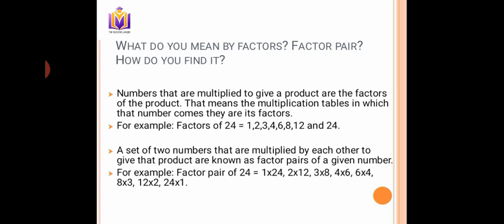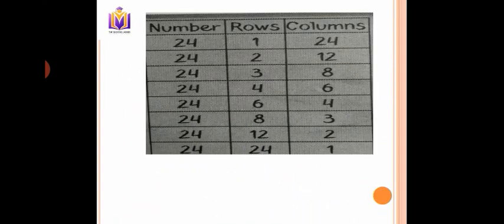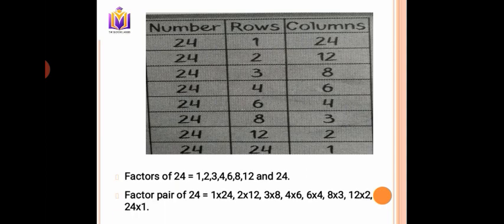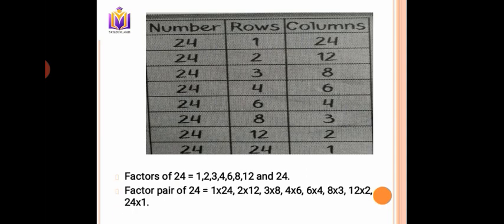They are the factor pairs because a pair means it should have two numbers. So this multiplication sentence means these are the factor pairs, and when we write the numbers individually, it becomes its factor. Like this. This also we can write in columns. So we have already discussed that these are the factors, and when we write the numbers using the multiplication sign, it becomes the factor pair.